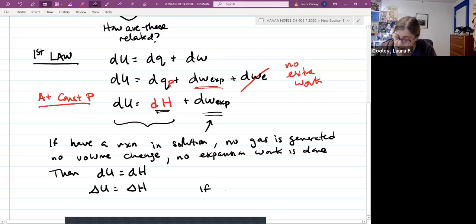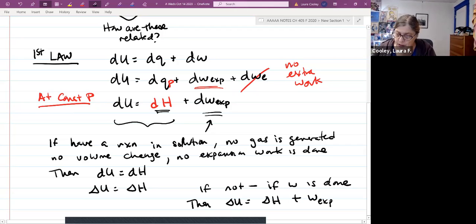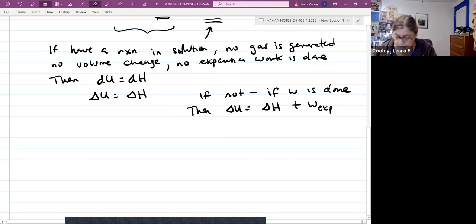But if work is done either on the gas or done by the gas, then delta U will be delta H plus the work, which will be expansion work. We've already said no extra work. We're not considering that yet. Okay, so, all right.